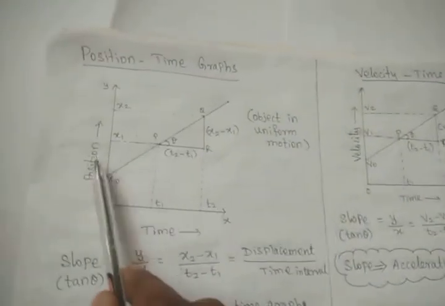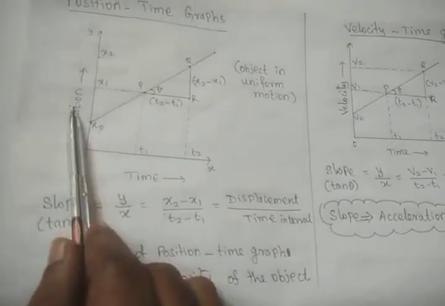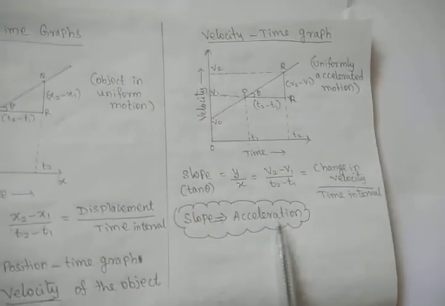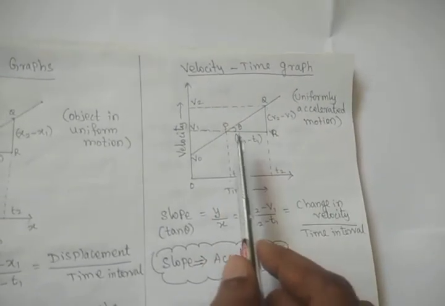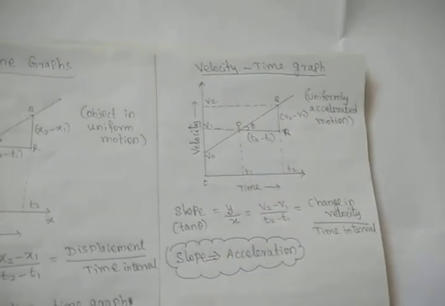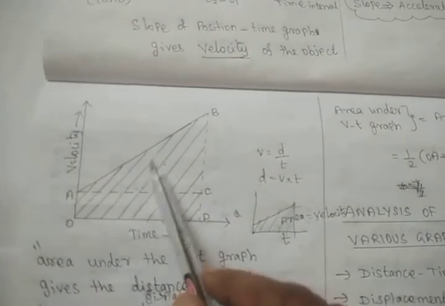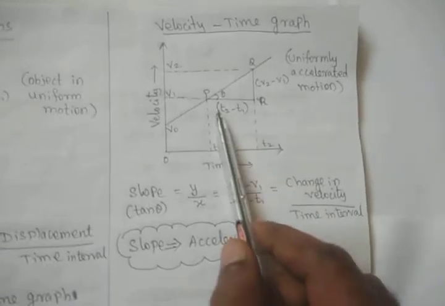In the position-time graph, the slope represents velocity. Displacement by time is velocity, and velocity by time is acceleration. By using this velocity-time graph, it is easy to find the displacement of the object also. Very simply, calculate the area under the curve in the velocity-time graph. The same graph is redrawn here.